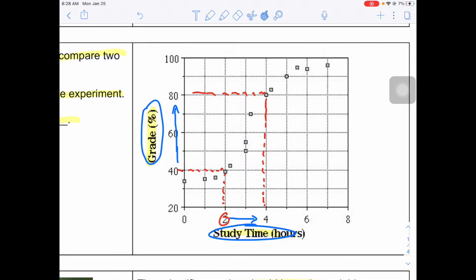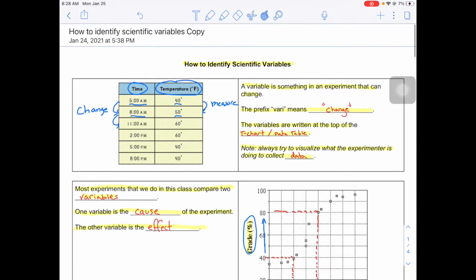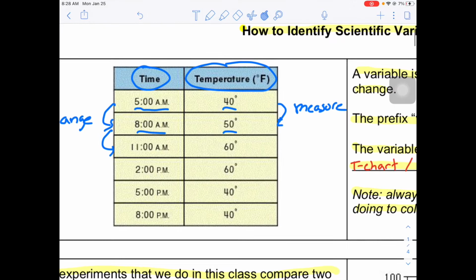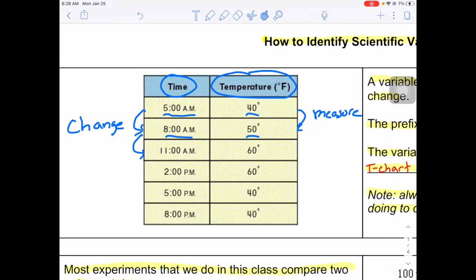If you said, how does study time affect the grade? You're correct. If you look at this data table, tell me, think about it for a couple seconds. What is the scientific question for this experiment? Maybe you said, how does the time affect the temperature? And you'd be correct. So good job.